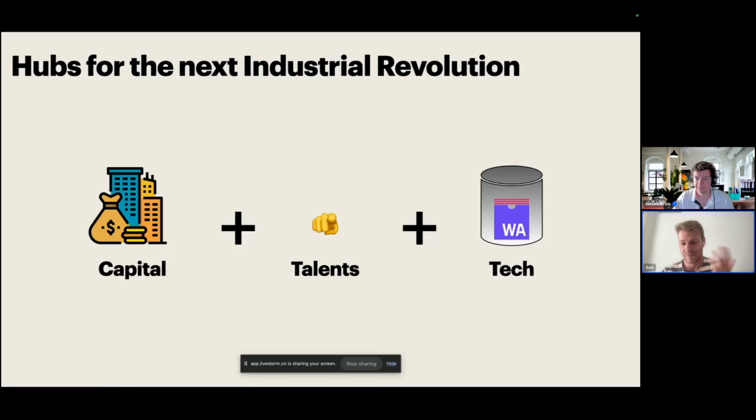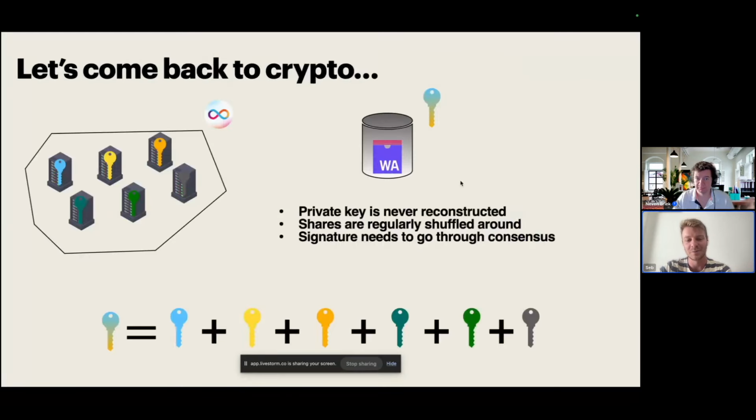And finally, the tech, of course, is important. I put blockchain, but it's actually not the only thing that is important. There might also be other real-world technologies like biotechnology. We can think about AI as well. I mean, we can talk about many technologies. So now I want to come back to crypto.